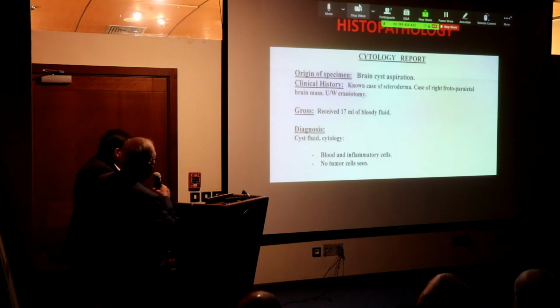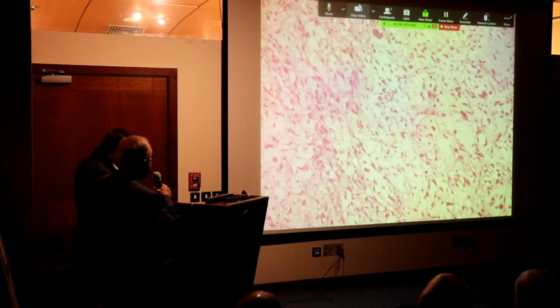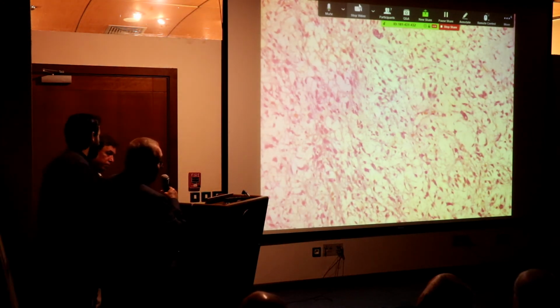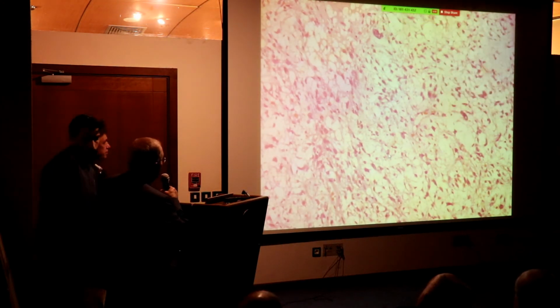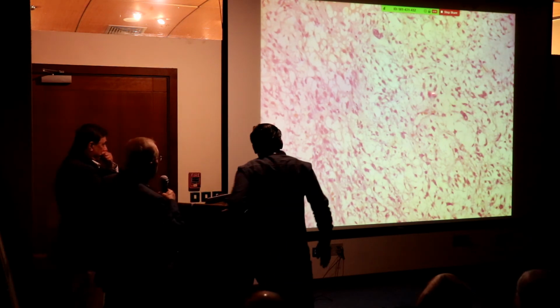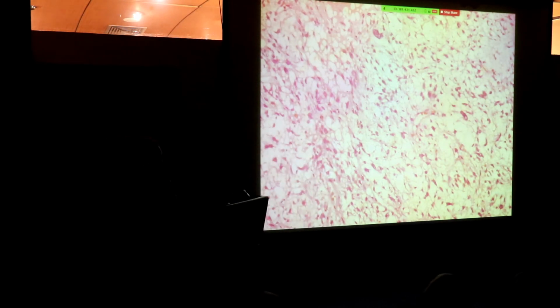Okay. I think there wasn't much in the CSF, all the blood inflammatory cells. This is the tumor, and actually it is a tumor. You can see that it is cellular, and it is a diffuse process. There is no pattern. The cells are not arranged in a specific pattern.